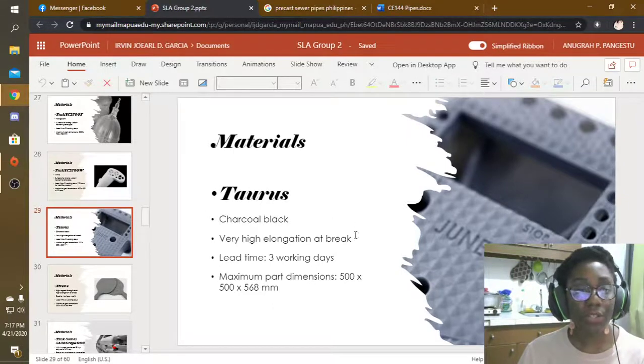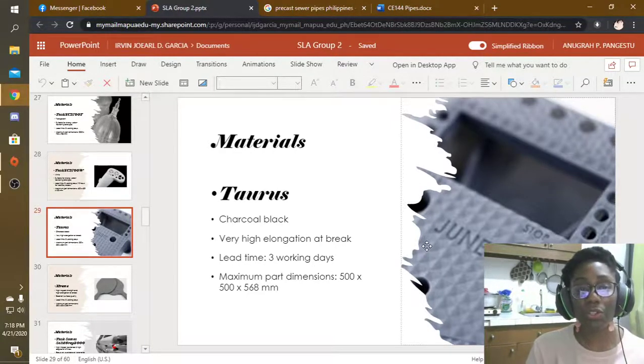Now this is the Tarsus. Now the Tarsus is charcoal black in color and it has a very high elongation at break. Now we all know the usage of UTM, universal testing machines, in labs. We had that in one of the classes. So they basically show you how you put the material and then it shows you the strength of the material in form of a graph.